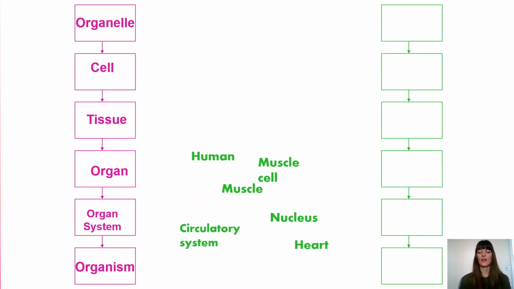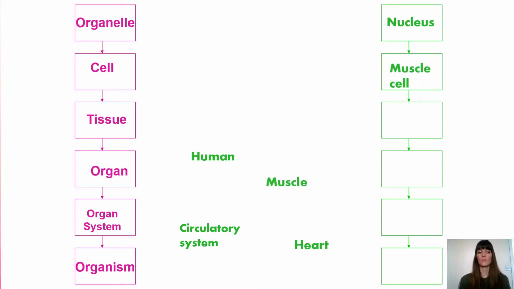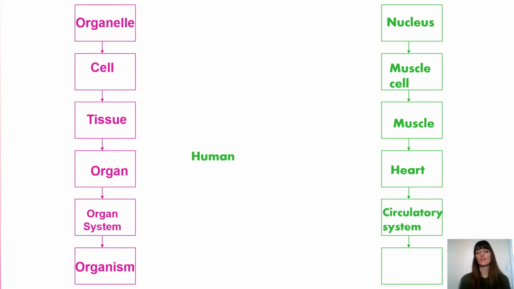Now the same thing, I'd like you to put the green words in order from smallest to largest. Pause the video here and figure them out. Okay, so the smallest thing is the nucleus. The nucleus is the organelle of a muscle cell. And if we combine lots of muscle cells together, we'll get muscle tissue. And muscle tissue clumped together could make an organ such as the heart. And the heart is part of the circulatory system, which of course is in a human.